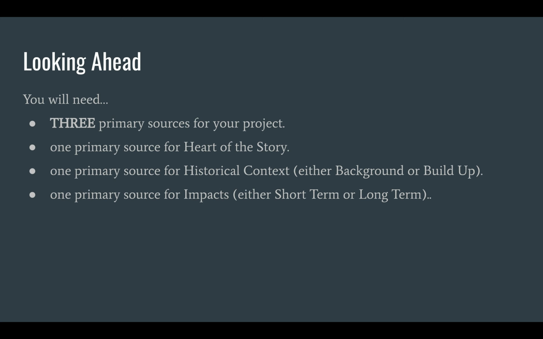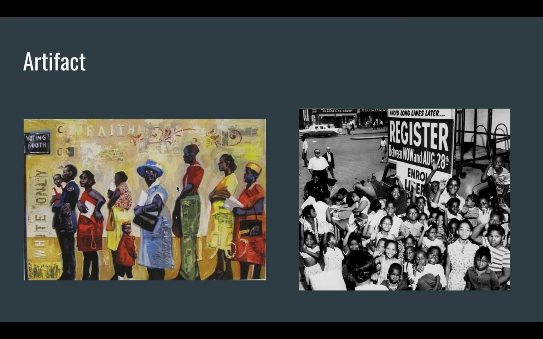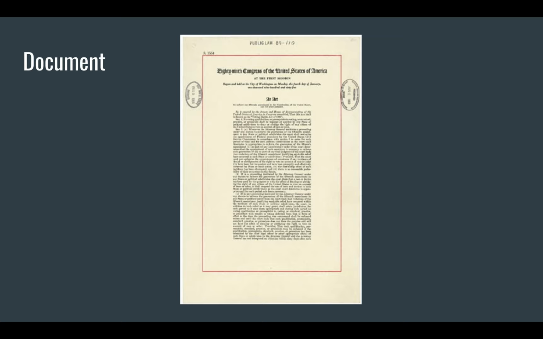So, examples. This is an artifact. This is a painting from the time of the Voting Rights Act that shows people voting, and I could analyze this because it was made in 1965. This is a photograph from in and around 1965 and shows people asking people to register to vote after the Voting Rights Act. So I could analyze that. This is a document, and this particular document is the actual Voting Rights Act of 1965. I could analyze this to see the actual language that was used.